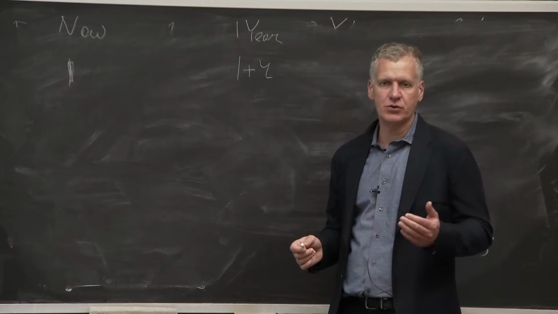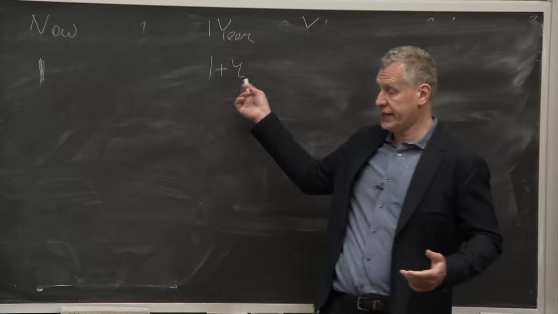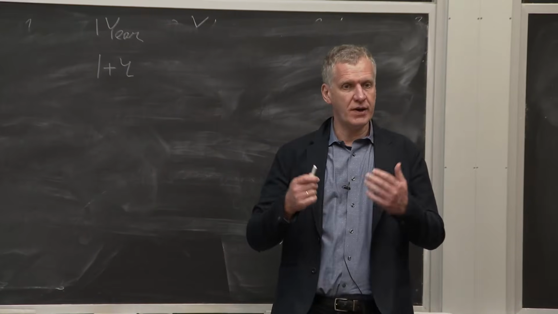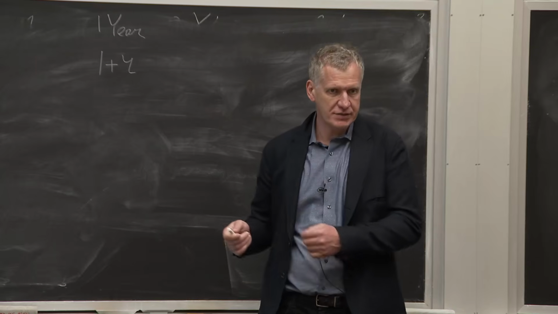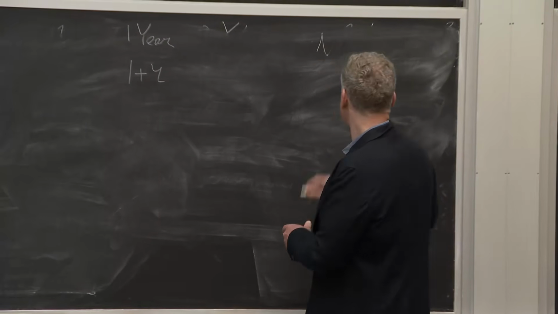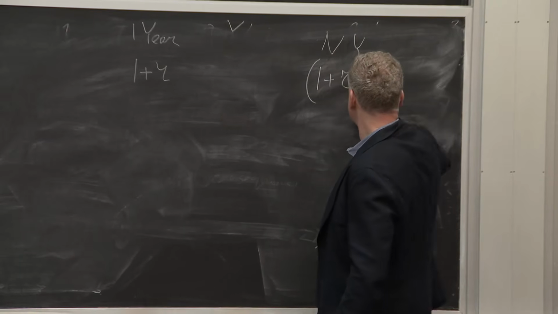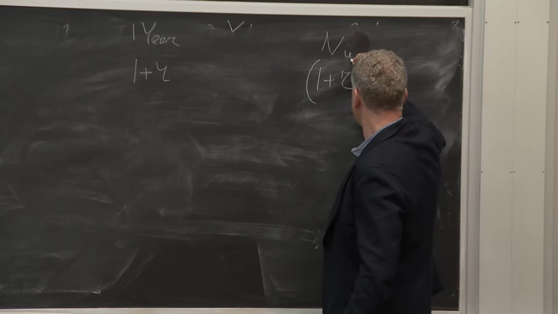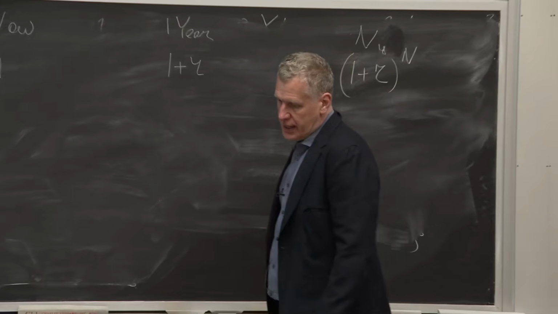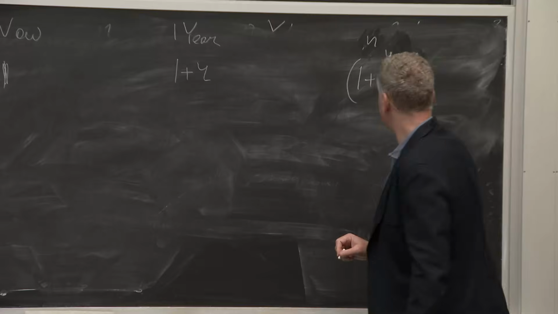So what happens if you reinvest it? What will you get, the whole thing? So in 2 years, you would expect to get 1 plus R times 1 plus R, right? So 1 plus R squared. So in n years, you will expect to get 1 plus R to the power n, right?